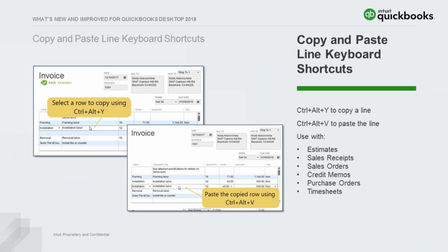All right, next we have the copy and paste line keyboard shortcut. Many of our clients offer products or services that would benefit from the ease of duplicating rows of data. In QuickBooks 2018, with a simple Windows keyboard shortcut of Control-Alt+Y, a selected row of data can be copied. This copied row can then be pasted to a new row with Control-Alt and V. Use this on estimates, sales orders, sales receipts, and other documents.